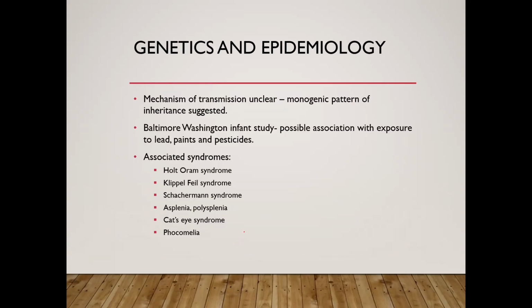Genetics and epidemiology: the mechanism of transmission is unclear. A monogenic pattern of inheritance is suggested. In the Baltimore and Washington infant study, a possible association with exposure to lead, paints and pesticides was described. Associated syndromes are Holt-Oram, Klippel-Feil, Sacher-Mann syndrome, asplenia with polysplenia, cat's eye, and phocomelia.